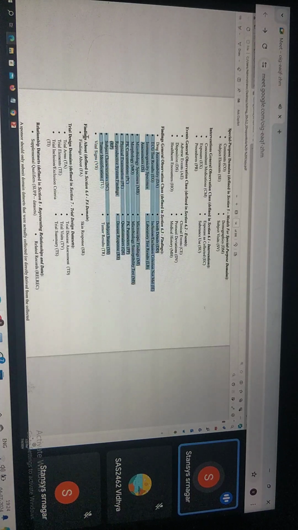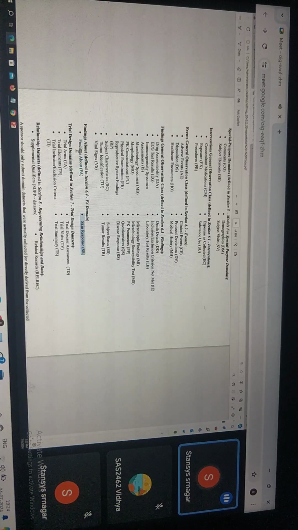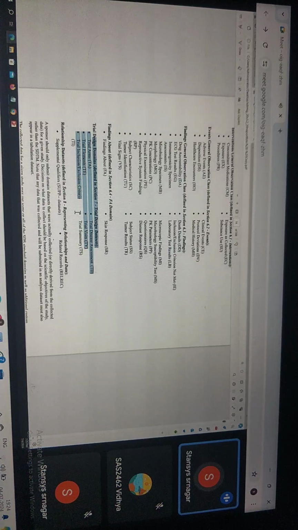Then there are the findings about events or interventions, and skin response. So these 2 are the finding abouts. Then the trial design datasets, as I said. And the relationship classes are supplementary qualifiers and related records.